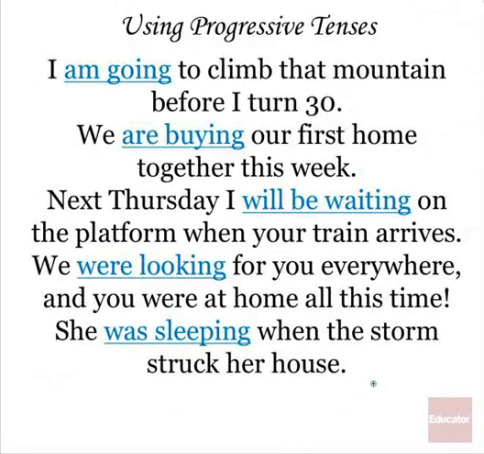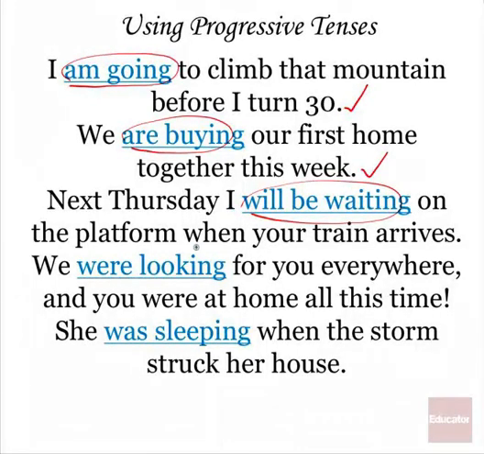And there you have it. I am going to climb that mountain before I turn 30. Remember, this is a very common construction with the present progressive. I am going to do this to describe a future event. Then we have we are buying our first home together this week. Present progressive, this is going on. Buying a home is usually a long process. Next Thursday, I will be waiting on the platform when your train arrives. When your train arrives and next Thursday are your clues that you need the future progressive.